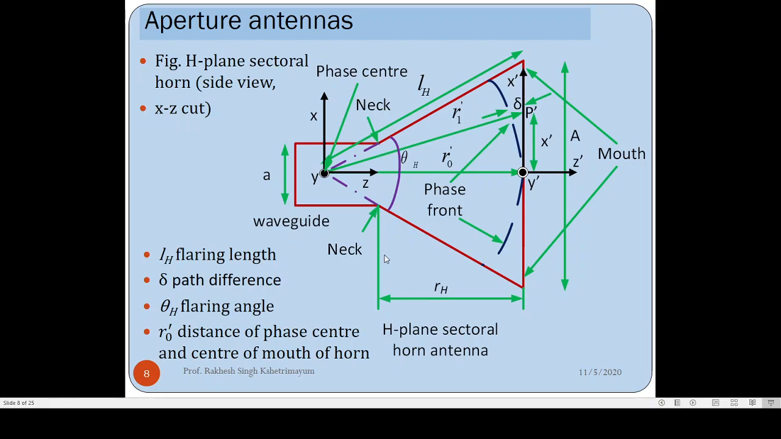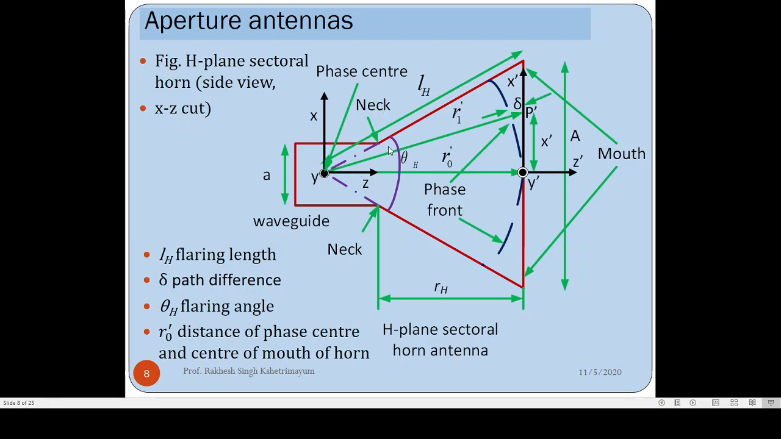Now in order to make the horn antenna from the waveguide, you need to flare it out. This angle here, theta, is called the flaring angle. And this length here due to the flaring is called the flaring length. L is the flaring length.